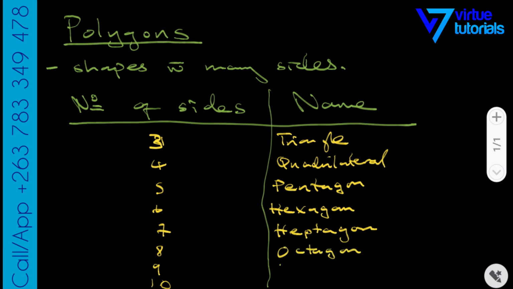A shape with 8 sides is known as an octagon. A shape with 9 sides is a nonagon. A shape with 10 sides is a decagon. So you have a triangle, a quadrilateral, a pentagon, a hexagon, a heptagon, an octagon, a nonagon, a decagon. Those are the shapes that you need to know by name. Now let's go further.